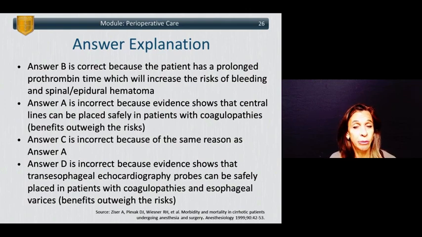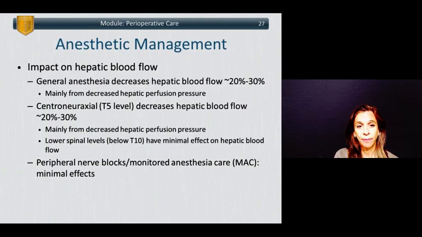There is an increased risk of bleeding and hematoma, but if it's determined that the benefits of intraarterial or central line monitoring or placement outweigh the small risk of bleeding, then they should be undertaken. Answer D is incorrect because evidence shows that transesophageal echocardiography probes can be safely placed in patients with both coagulopathies and esophageal varices. So again, one weighs the benefits against the risks.